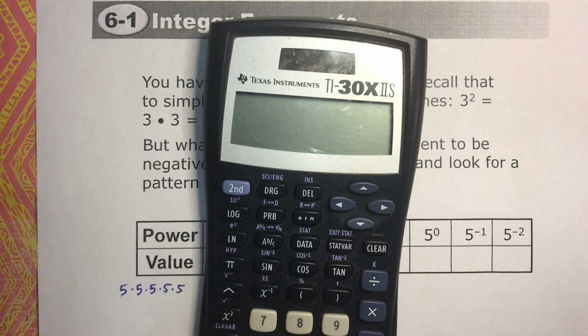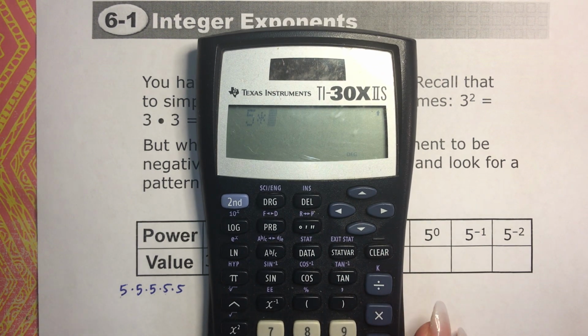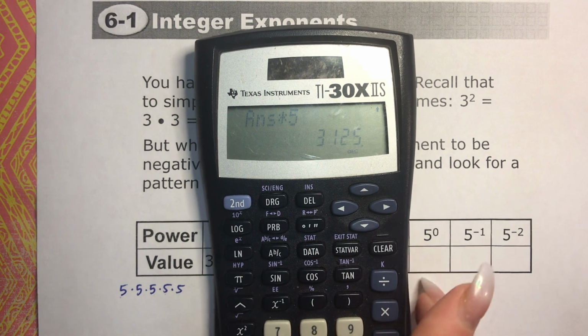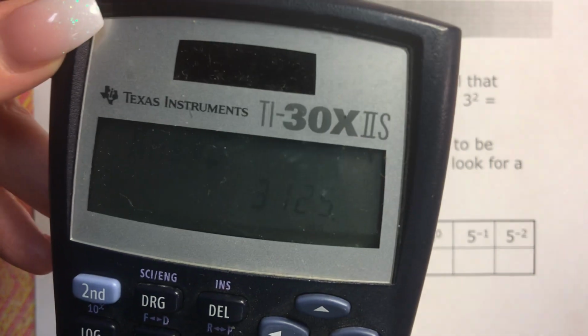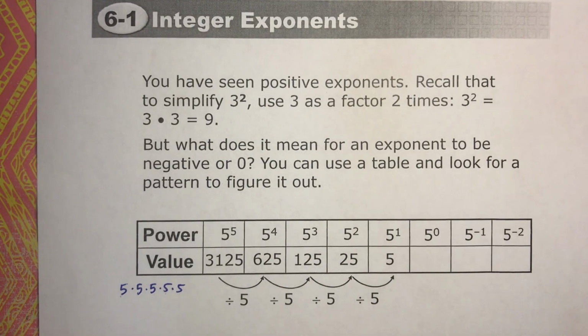There we go. Clear that out. So 5 times 5, which is 25, right? That's 2 times 5, that's 3 times 5, that's 4 times 5, that would be 5. And what does it end up with? Yes, 3,125. Okay?